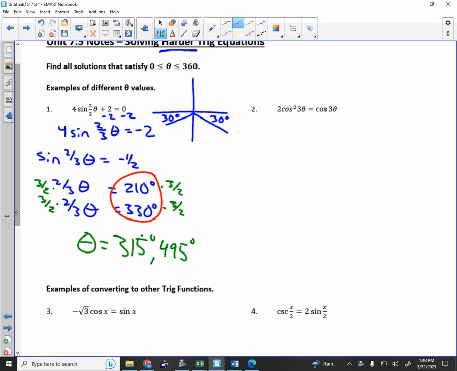Second example, I have now a 3 in front of the theta. What should we do? You are going to subtract the cosine, so 2 cosine squared of 3 theta minus cosine of 3 theta is equal to 0. What is the good option now? Factor what? Cosine of 3 theta, and I will be left with 2 cosine of 3 theta minus 1.